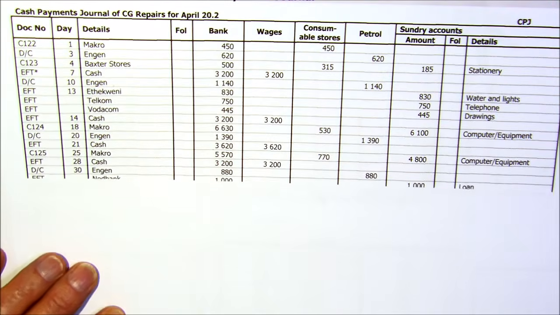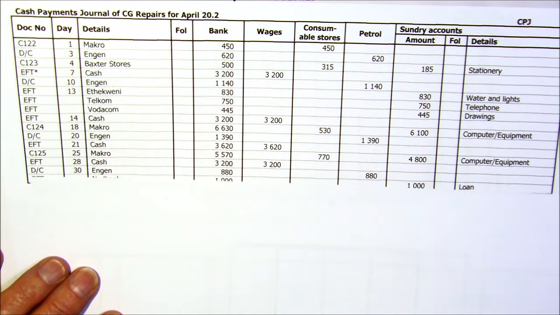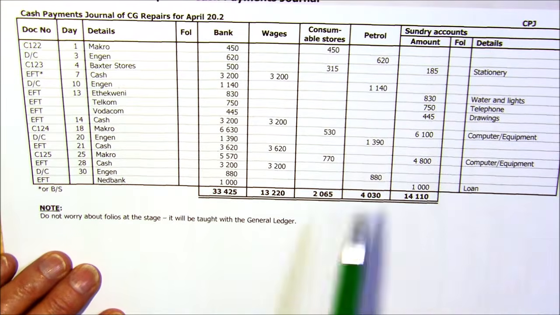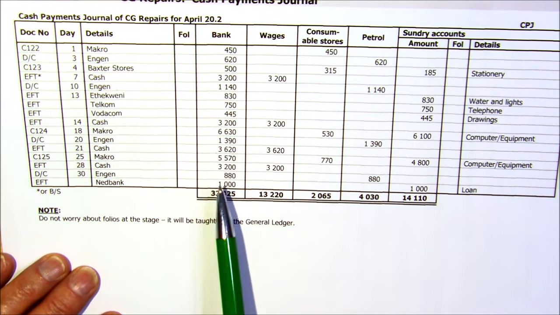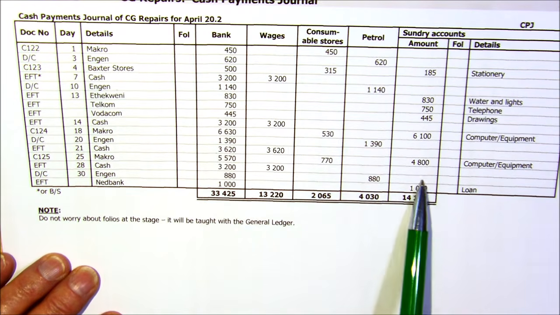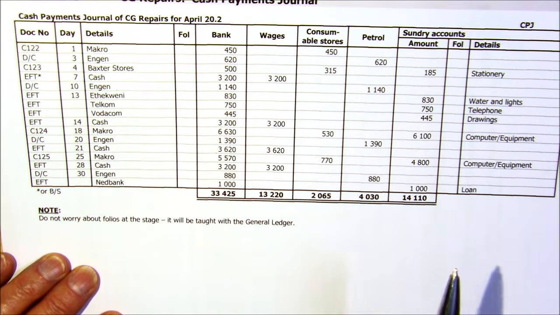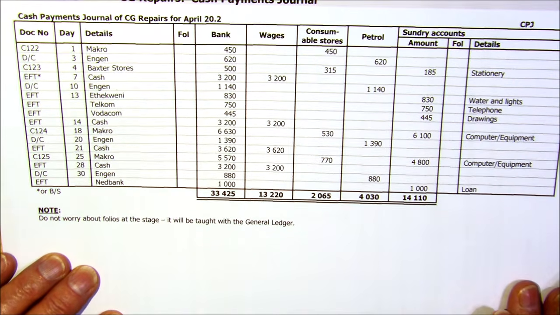You paid wages. You then paid some more petrol. And lastly, you're paying off your loan. So it's an EFT and you're paying off the loan, so into the sundry. You'll probably find it a lot easier than the cash receipts journal.